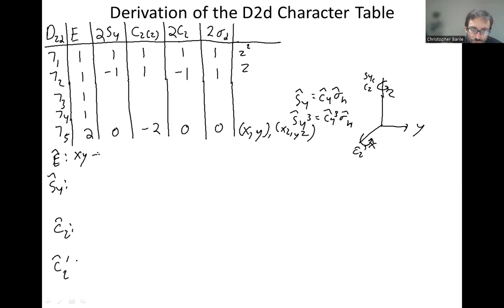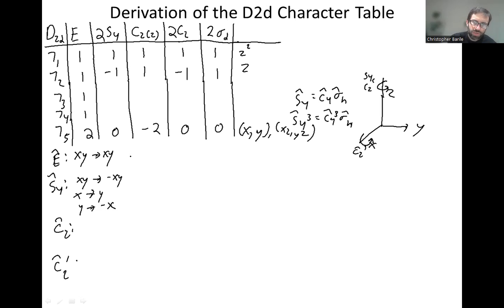So xy. Well, xy, doing identity to that, is xy. S4. How do you figure out what xy does? Well, if you remember, S4 is a C4 followed by a sigma h, but sigma h is in the xy plane, so sigma h doesn't do anything. So really we're doing a C4, x went to y, and y goes to -x, that last time. So we're going to end up with x going to -xy, right? -x times y.